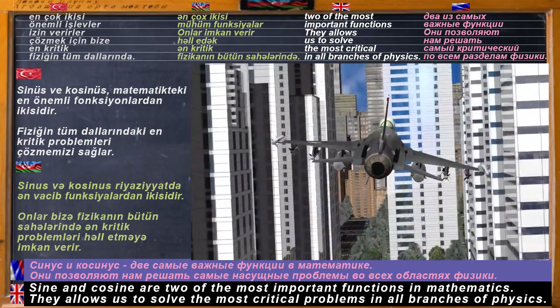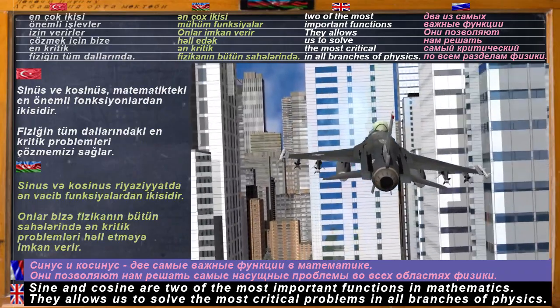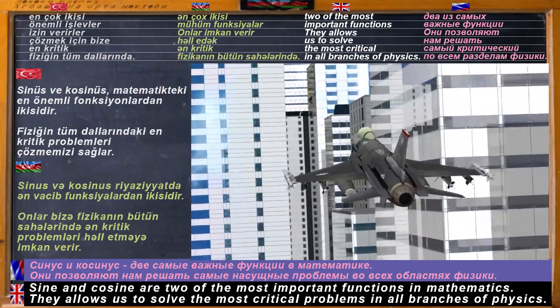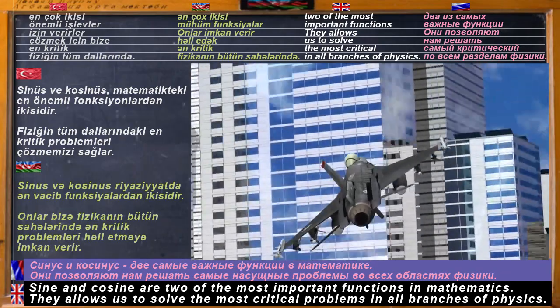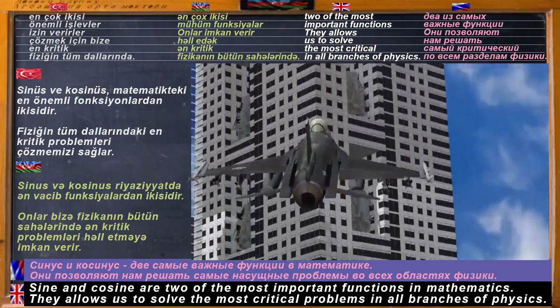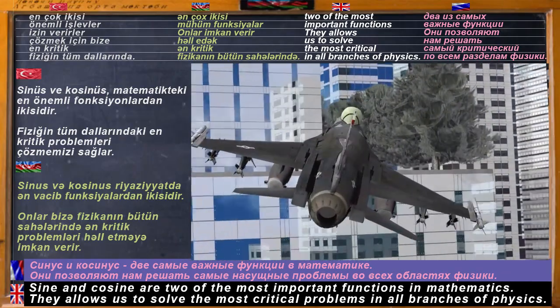Sine and cosine are two of the most important functions in mathematics. They allow us to solve the most critical problems in all branches of physics.